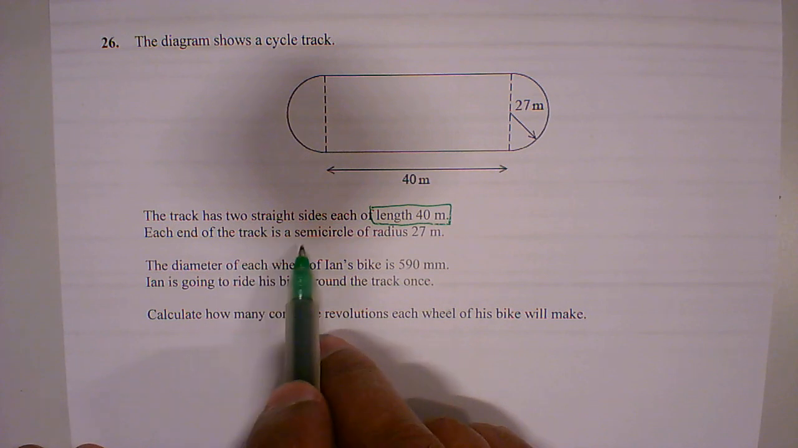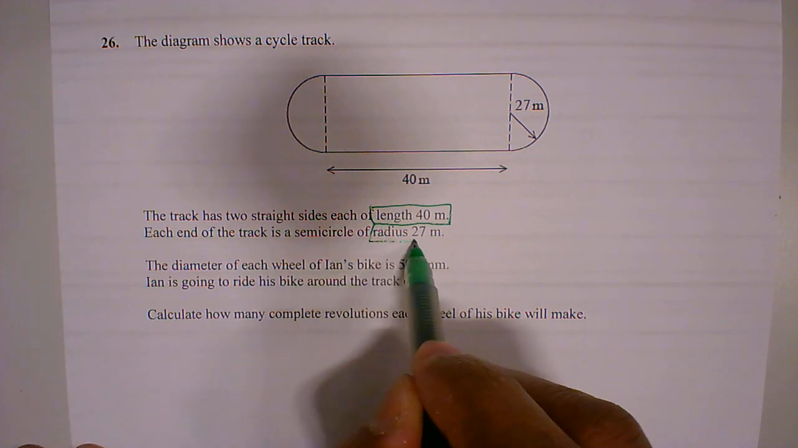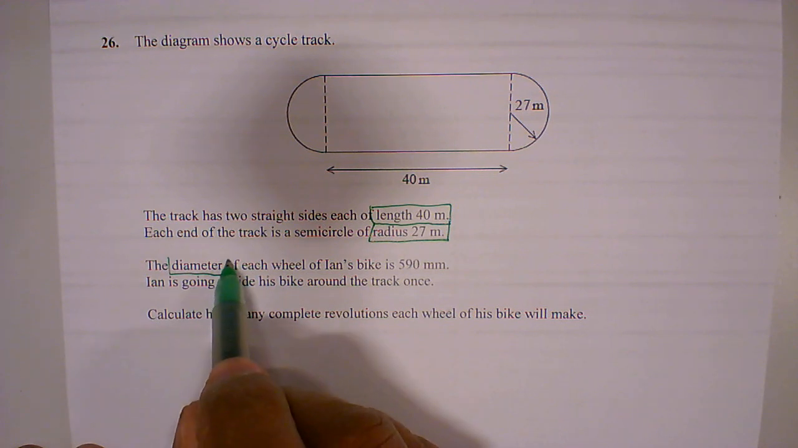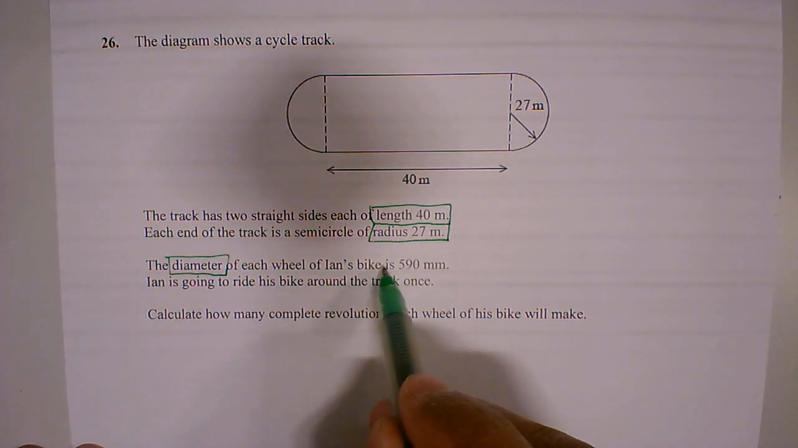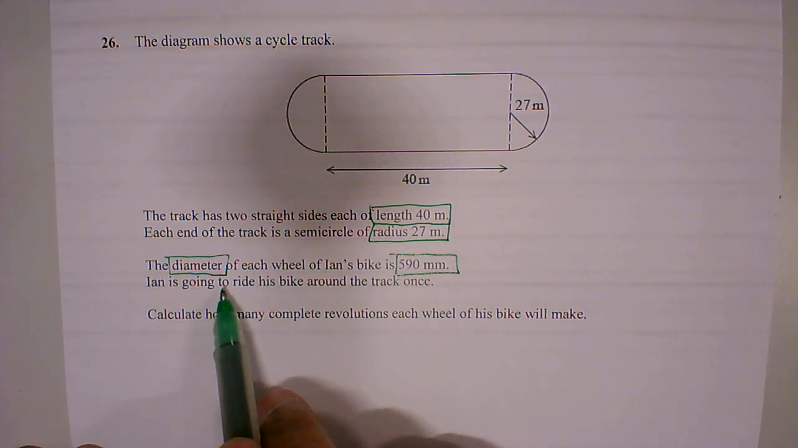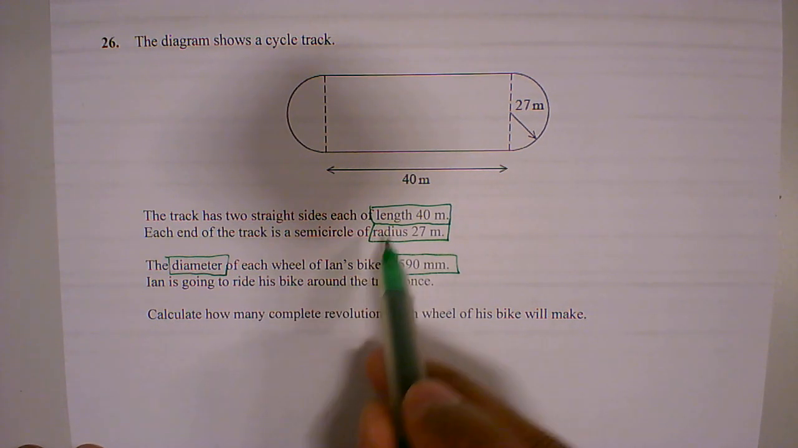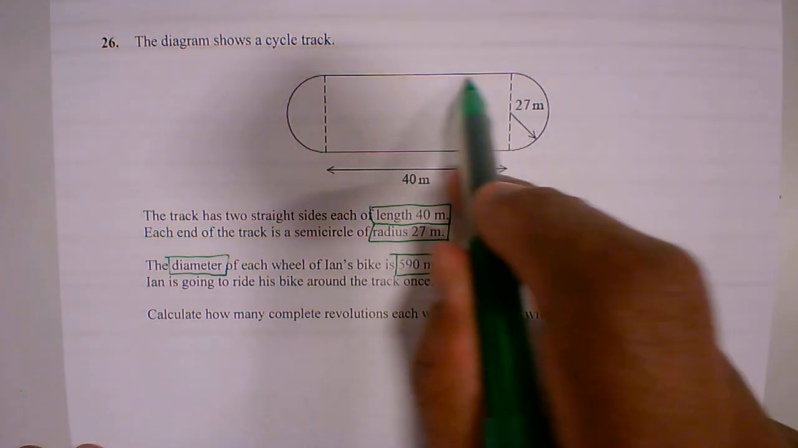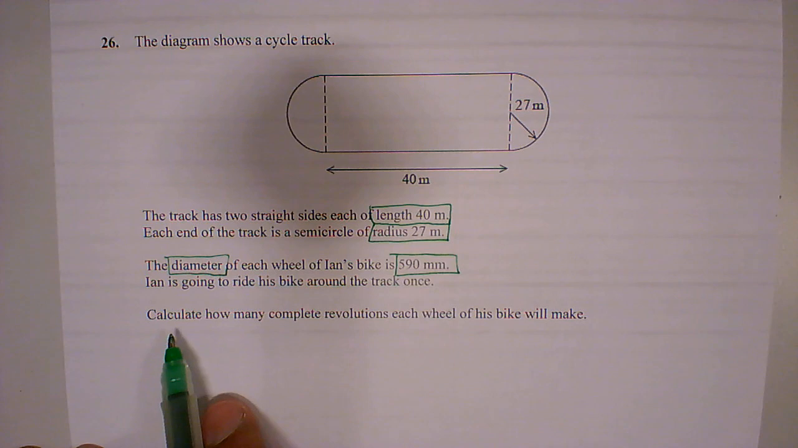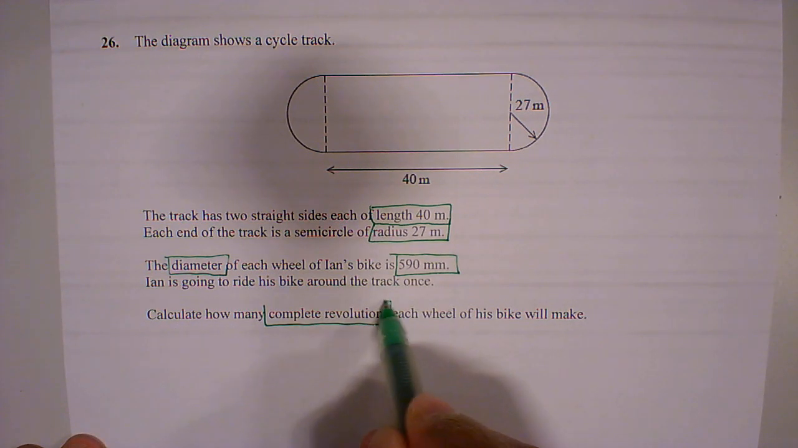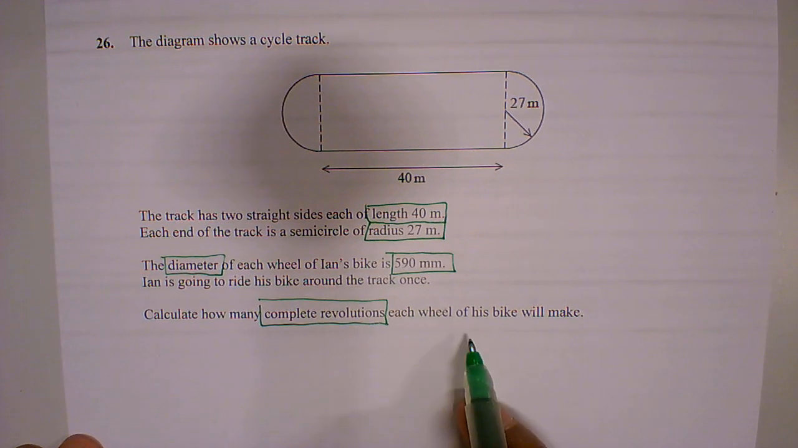Each end of the track is a semicircle of radius 27 meters. The diameter of each wheel of Ian's bike is 590 millimeters. Ian is going to ride his bike around the track, so this is the perimeter. Calculate how many complete revolutions each wheel of his bike will make.